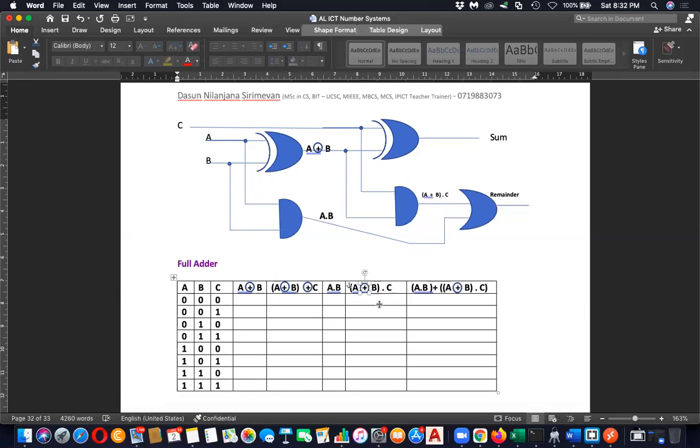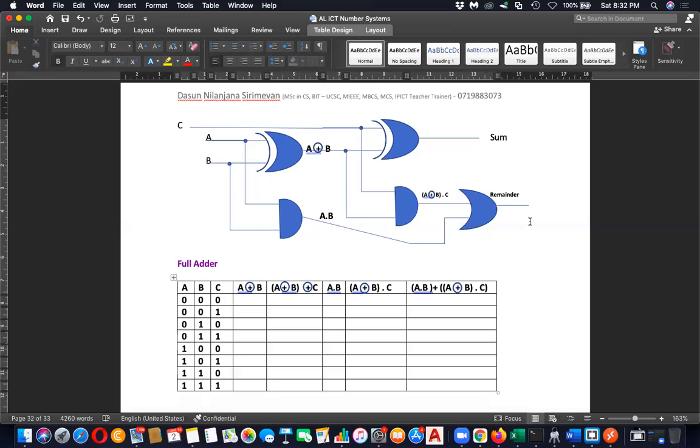A XOR B and C. Then this one, this large one, this is the remainder. A XOR B and C. And this one, and A and B. This is the remainder. Equal remainder.